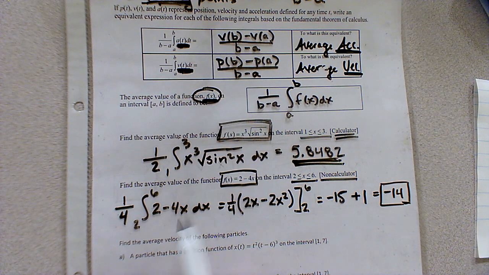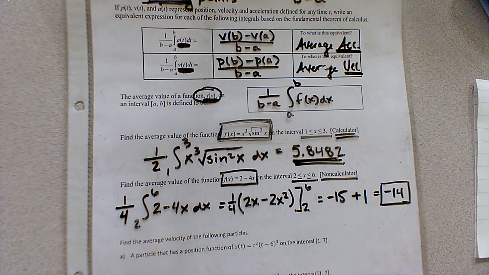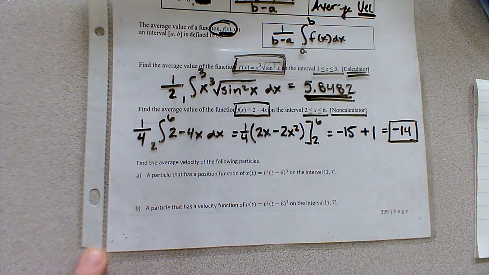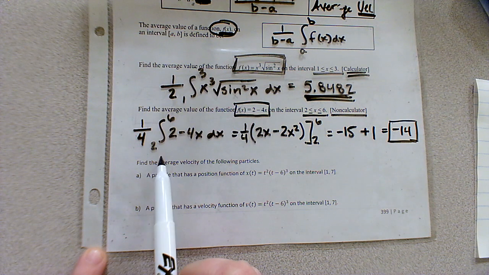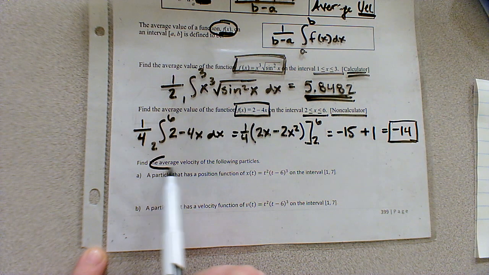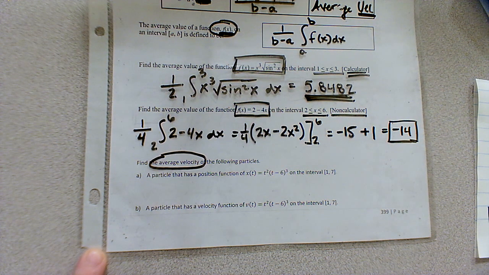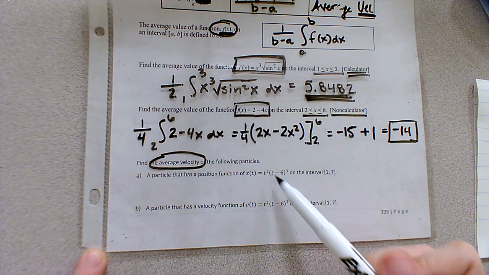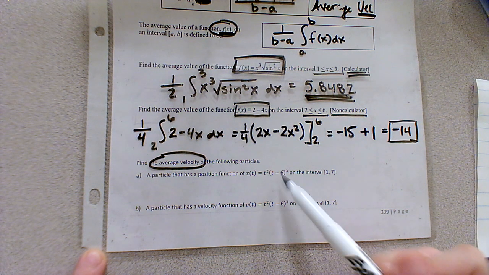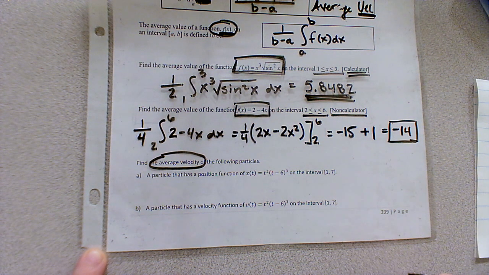Like I said, there are some numbers that you can get out as y values that are bigger than negative 14, smaller than negative 14, but this is your average. Let's maybe revisit particle motion. We're going to find the average velocity of the following particles, but notice how even though the equations are the same, they represent something different.